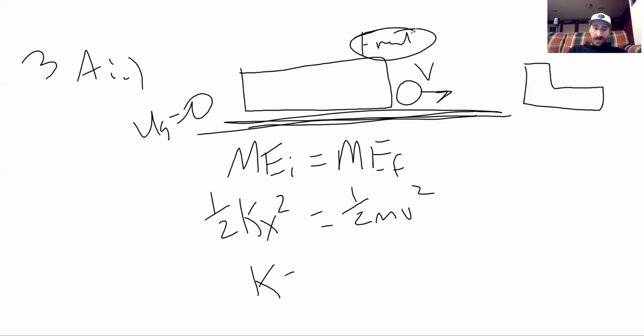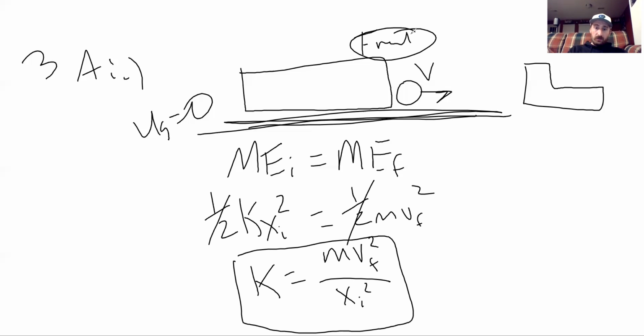We want to solve it for k to get something that says k equals. This is velocity final, and this is your initial position. So I get m v final squared over the initial position squared. The halves cancel out. Okay, there's our equation for number 3, A-II. Keep that in mind, we're going to come back to that in a little bit. So let's keep going.